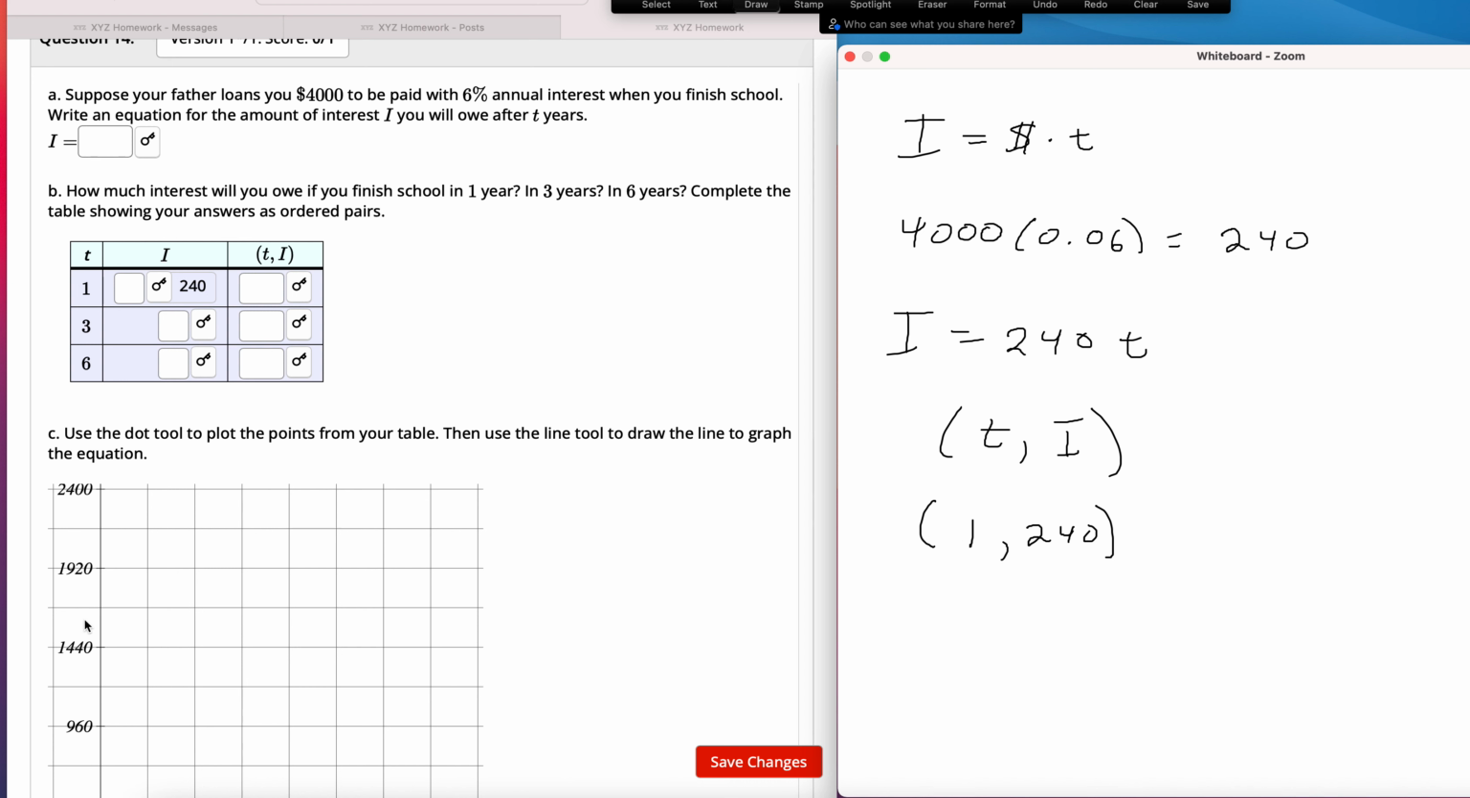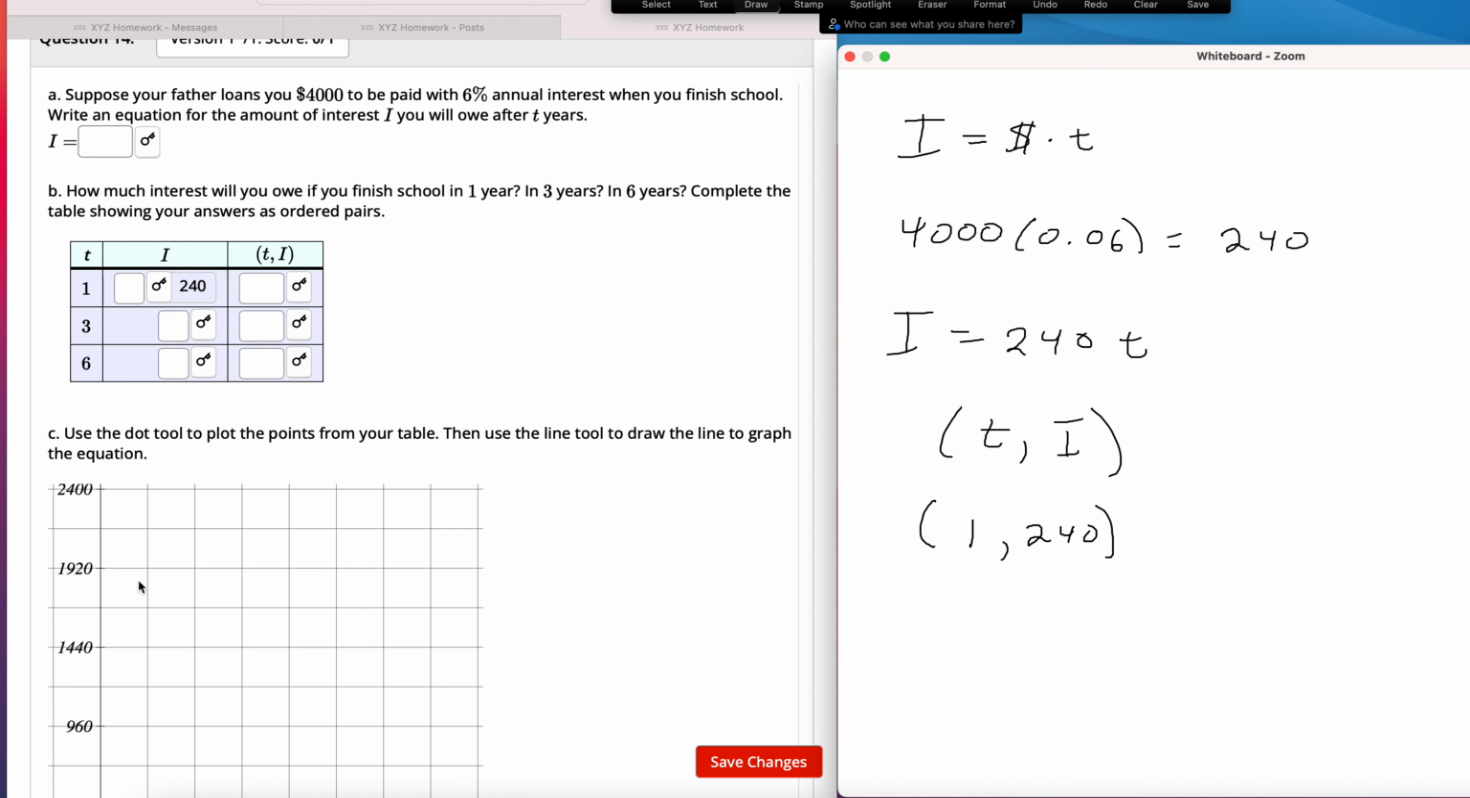And that you're writing that as an ordered pair where this is your input and this is your output. We'll do lots with ordered pairs, they are all over the place in math. So this is just kind of an intro to that idea. And then here you're just going to plug in 3. So 3 times 240 would be $720. And then this would be 3 comma 720. So that's the idea of that.